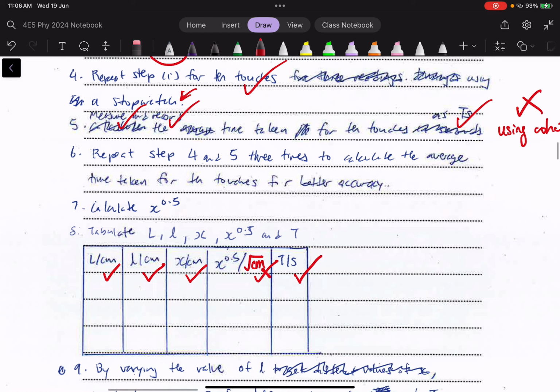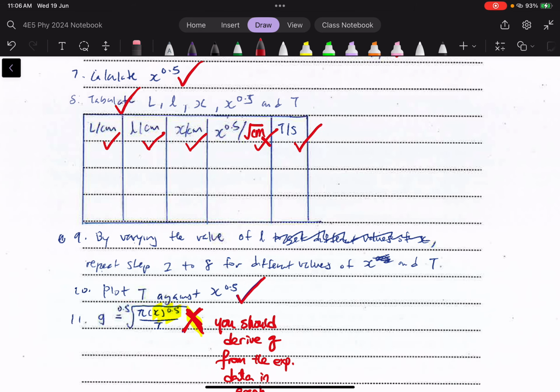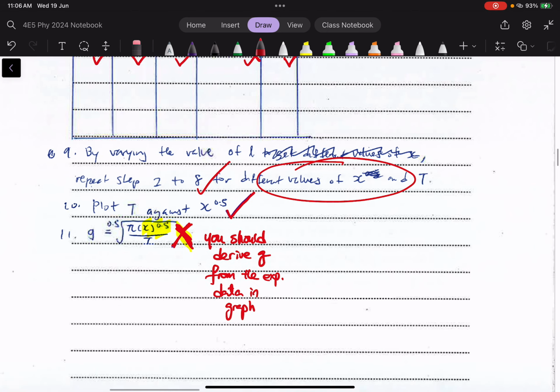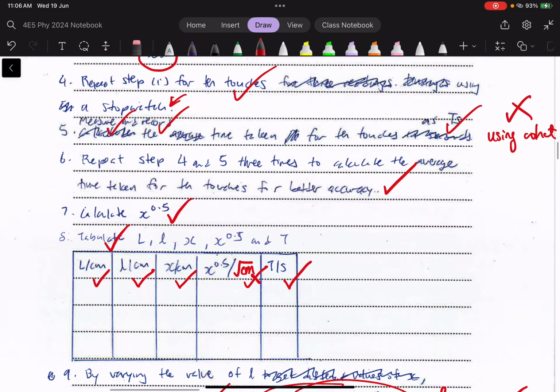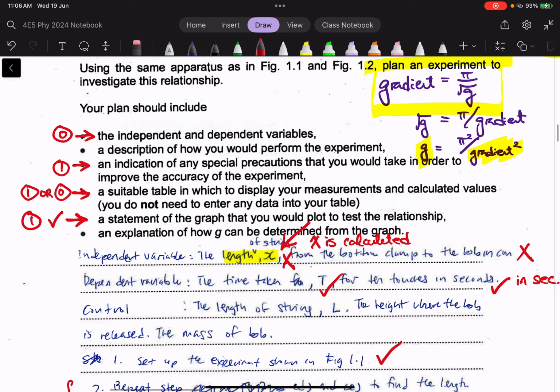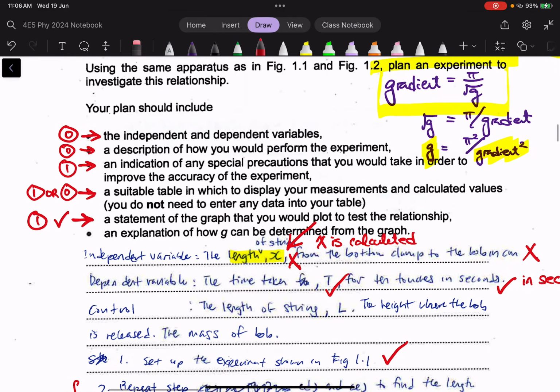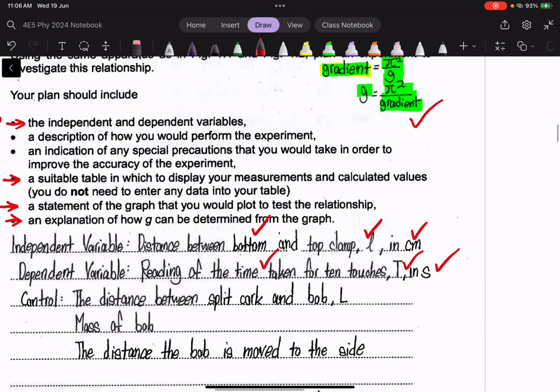Then calculate x, tabulate, varying L, repeat this step for different values. So for how many times? Never say. Repeat this how many times? Right? Don't have. Then plot. This one 1 mark. This one 0. No choice. A bit laggy. This one how many? 1, 2, 3, 50%. Let's look at the third.